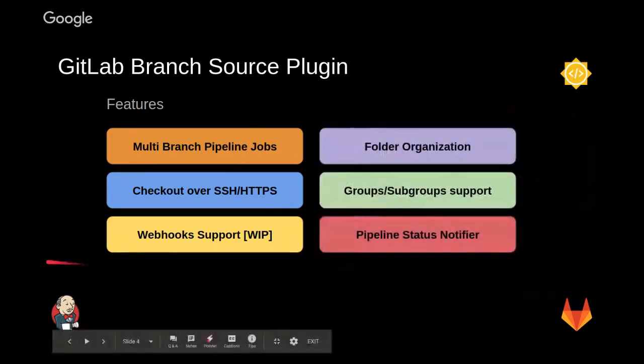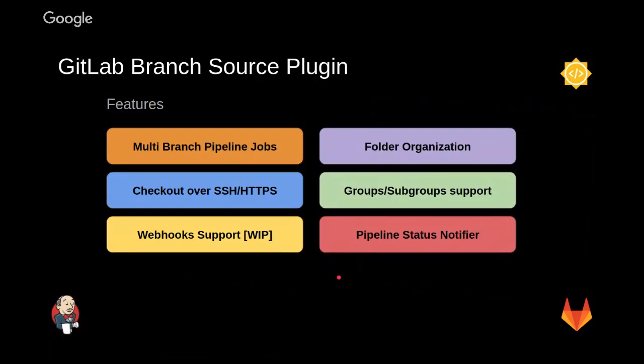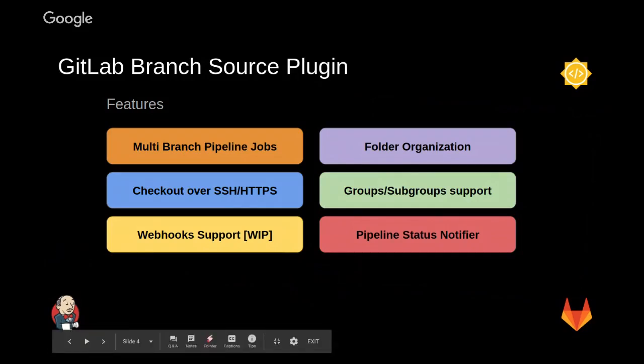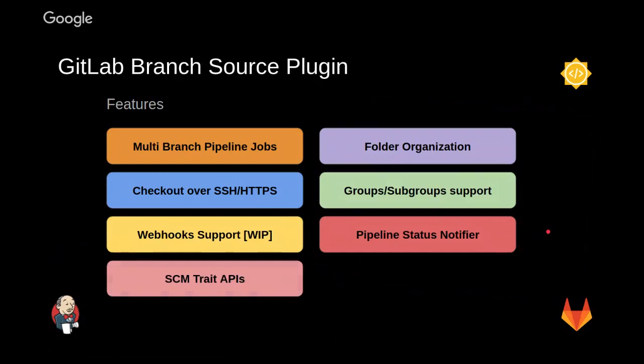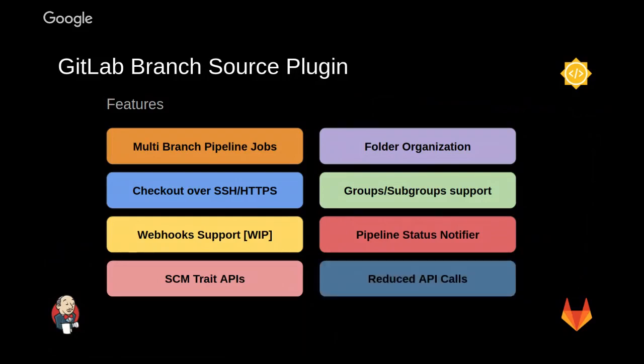The next is pipeline status notify. This basically allows Jenkins to notify the GitLab server about the status of your pipeline job. And we have new SCM trait APIs that have been implemented. I'll talk about it in the next slide. And we have worked on reducing the API calls, so the indexing is faster and other functionality as well.